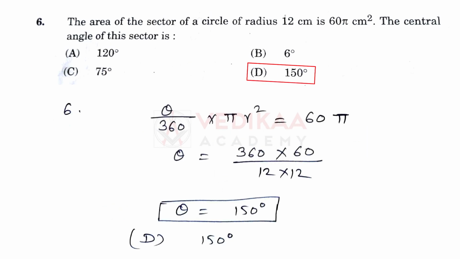Question number 6. The area of the sector was given as 60 pi, and the central angle of the sector was asked. We know that the area of the sector is equal to theta upon 360 into pi r square. Just equate it to 60 pi. You will easily get the value of theta as 150 degrees. So the correct option is D, 150.